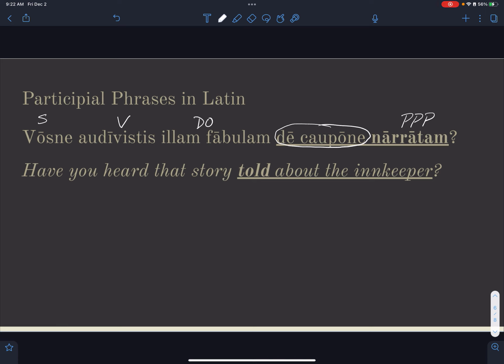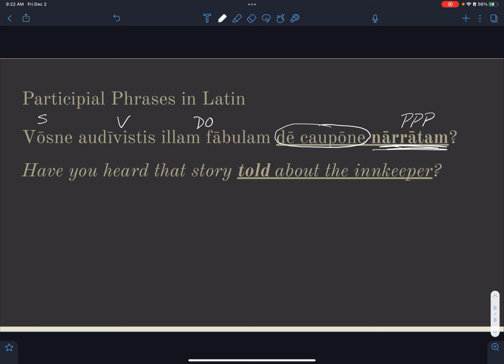So: have you heard that story told about the innkeeper? You see how that functions as a participial phrase, right? It's not just "have you heard that story told?" That story told, there's a little more to that: about the innkeeper. So that would be a participial phrase rather than just the participle by itself.